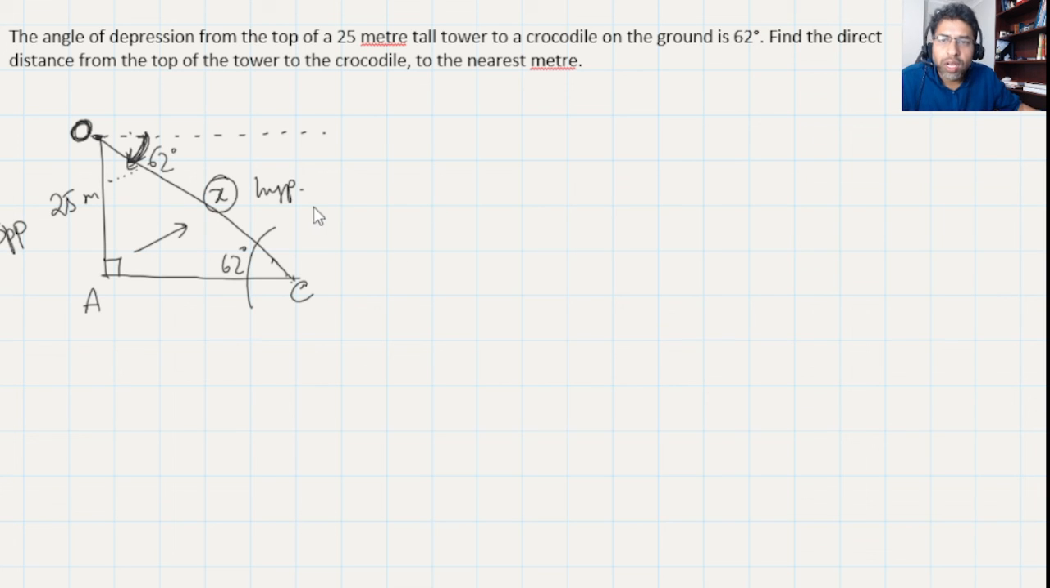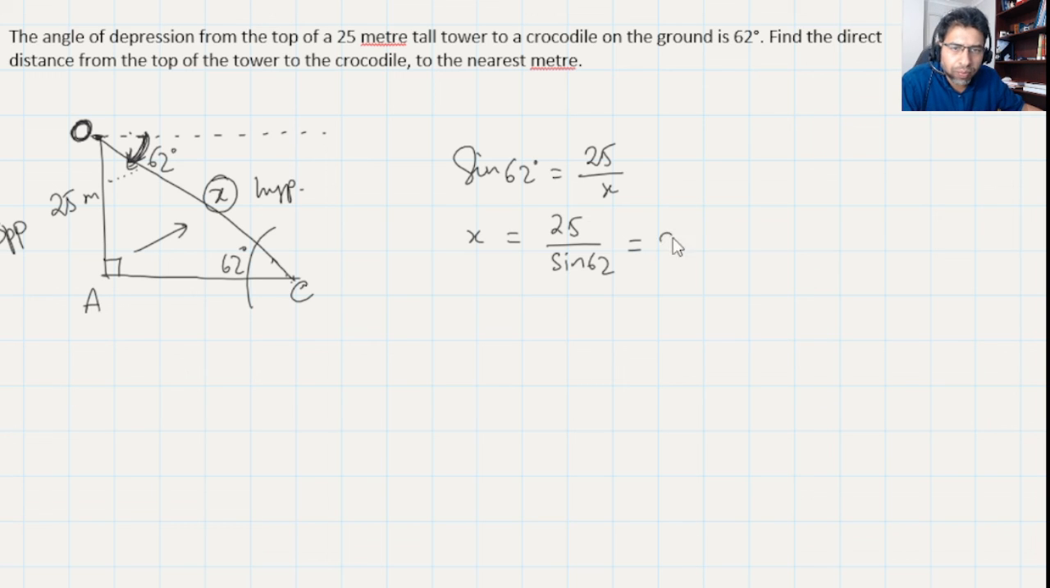So which trigonometric function gives the relation between hypotenuse and opposite? We know that sine theta, in this case 62 degrees, sine theta equals opposite over hypotenuse. So O over H, which is 25, opposite over hypotenuse x. So again we can just solve for x equal to 25 over sine of 62, and if you put it in the calculator, 25 over sine of 62 will be 28.31 meters, and if you're asked for the nearest meter, it would be 28 meters.